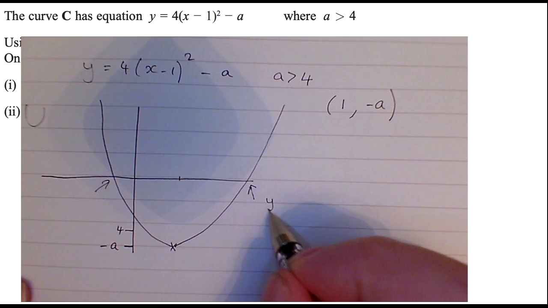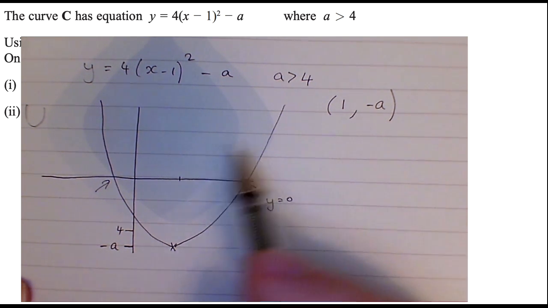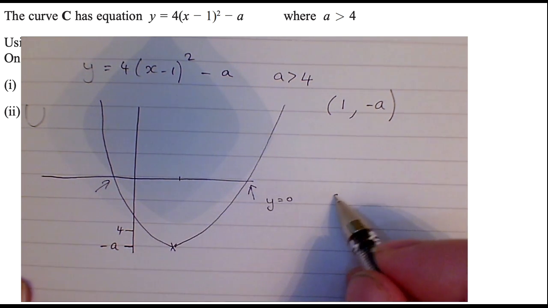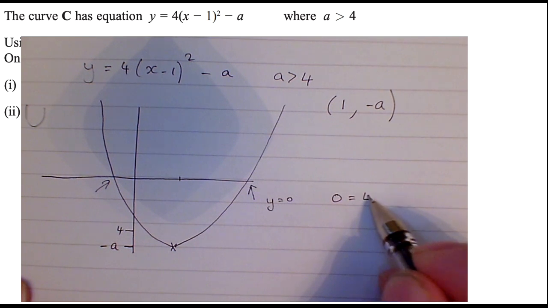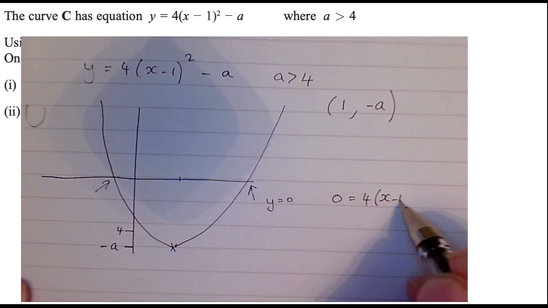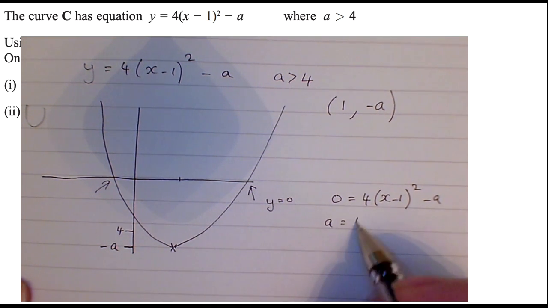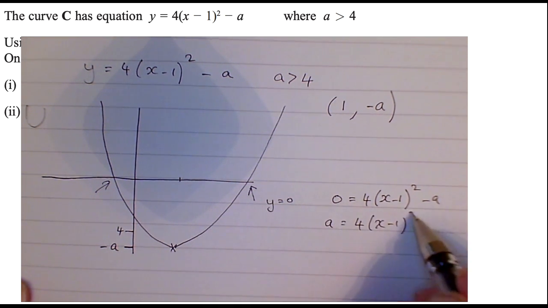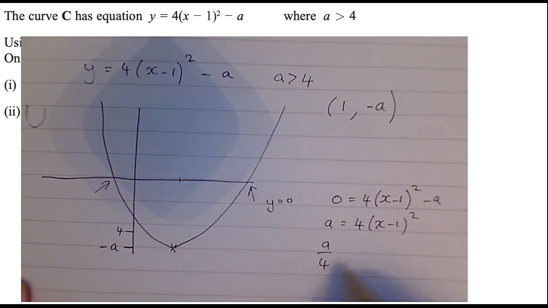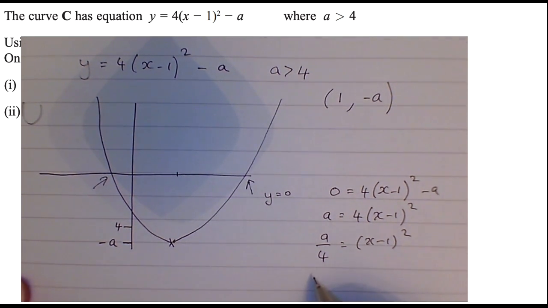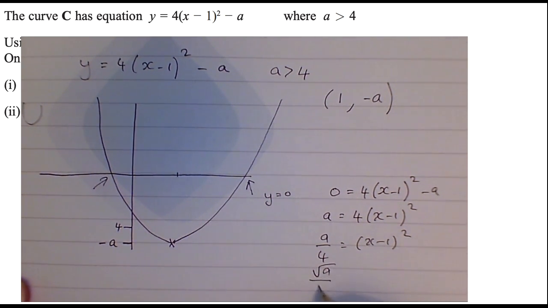Now I hope you agree this is where y is equal to 0, isn't it? So if I put y equals 0 into this equation, I need to come up with some expression involving a. So if I add a to both sides, that's what's going to happen, isn't it? If I divide by 4, I'm going to get x minus 1 all squared, and then if I square root, I'm going to get what? Root a divided by 2 equals x minus 1.